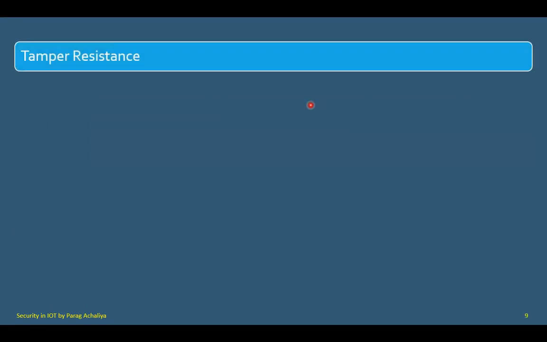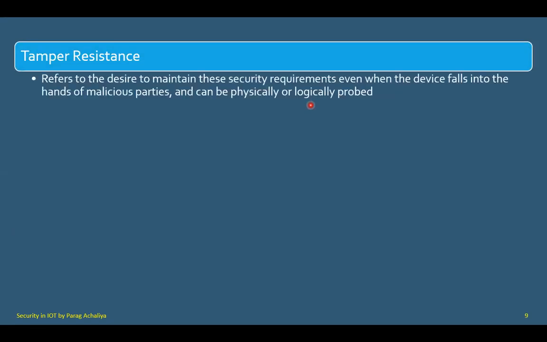Then next is tamper resistance. It refers to the desire to maintain these security requirements even when the device falls into the hands of malicious parties and can be physically or logically probed. Means what? Let's say there is an attack on your IoT application. A hacker enters your application. In that situation, all those devices must meet and follow some security requirements. That is nothing but tamper resistance.